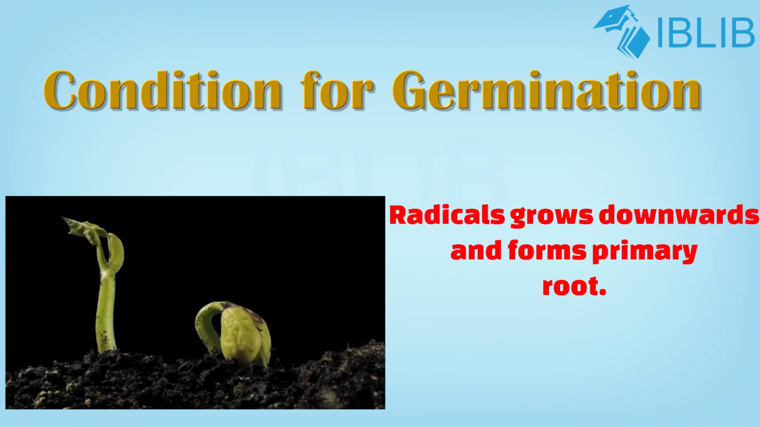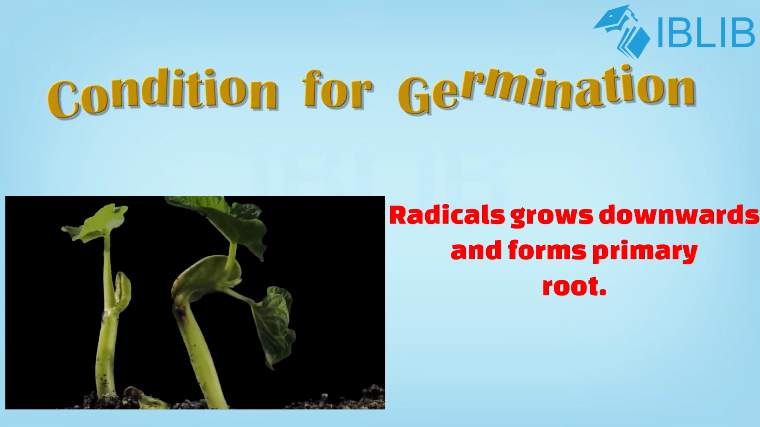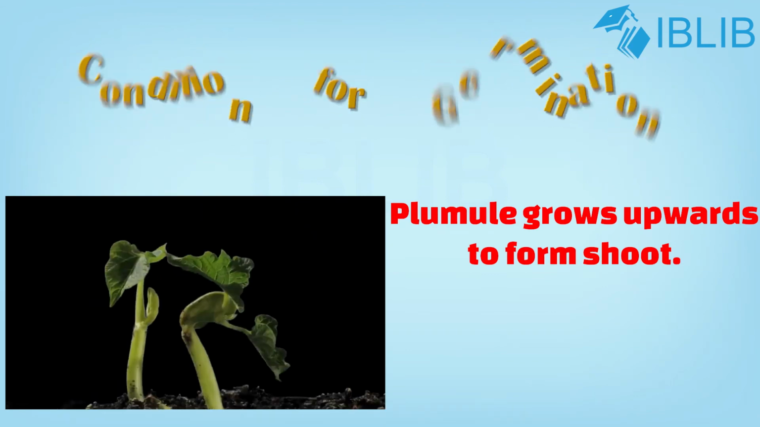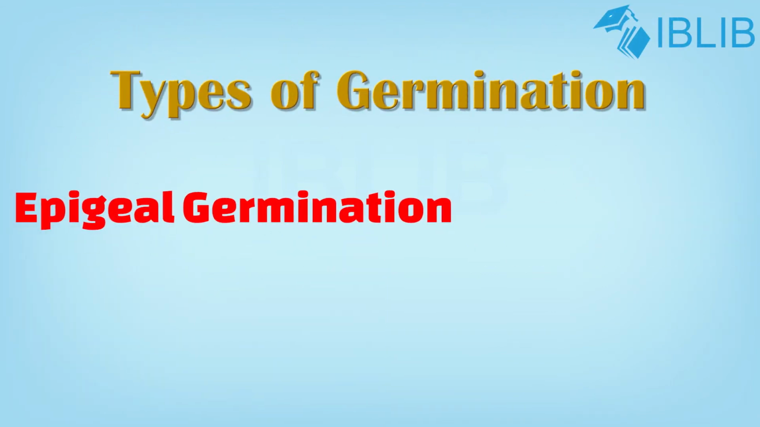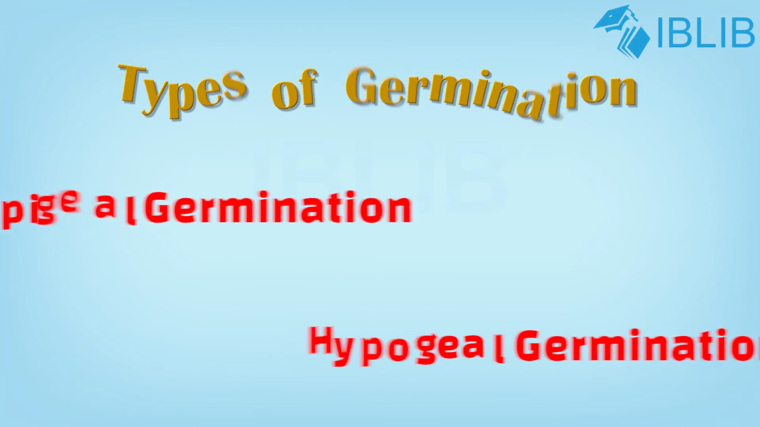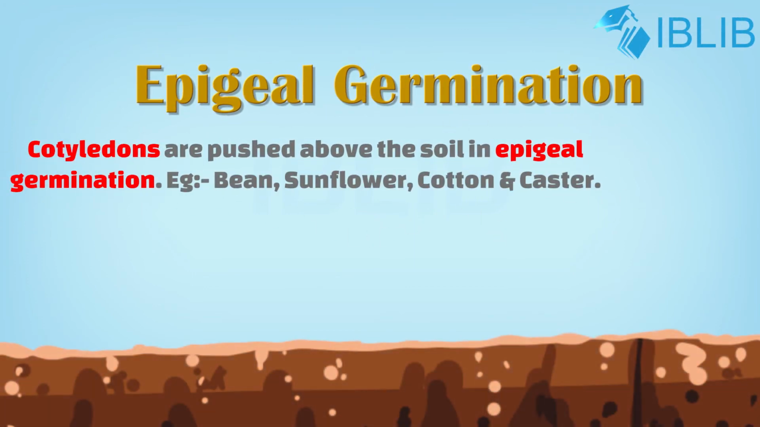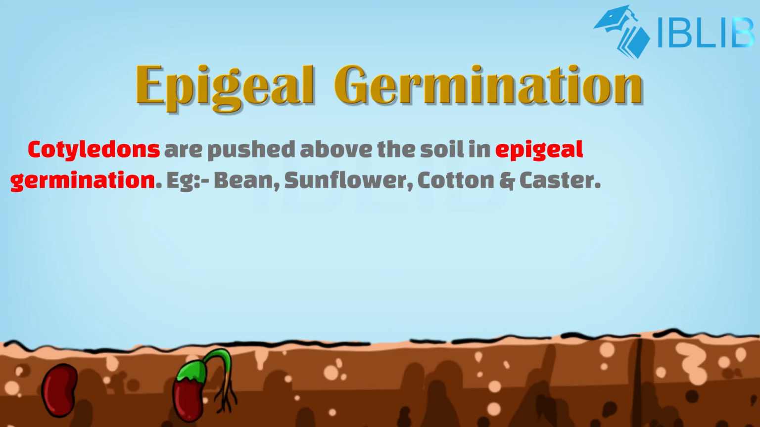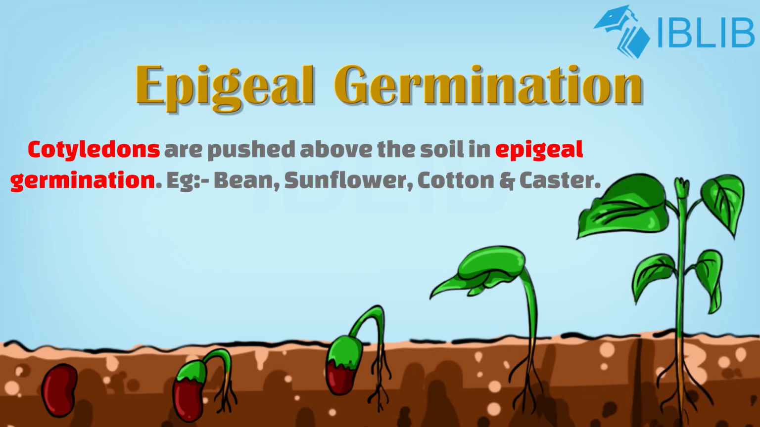Then the radicle elongates and grows downward. It eventually forms the primary root. Soon the plumule also comes out and grows upward to form the shoot. Types of germination. There are two types of germination: epigeal germination and hypogeal germination. Epigeal germination. In epigeal germination, the cotyledons are pushed above the soil. The cotyledons become green and form the first leaf. This type of germination is seen in many dicot seeds such as bean, sunflower, cotton and castor.